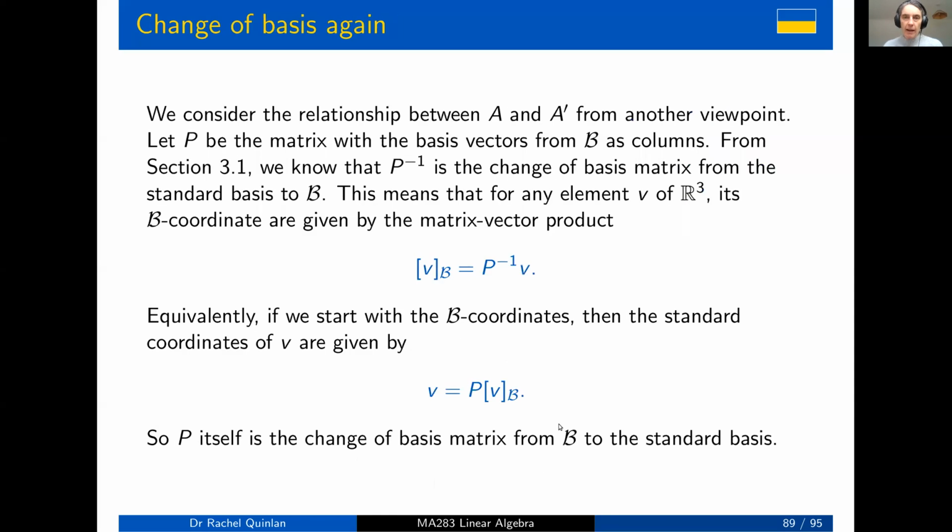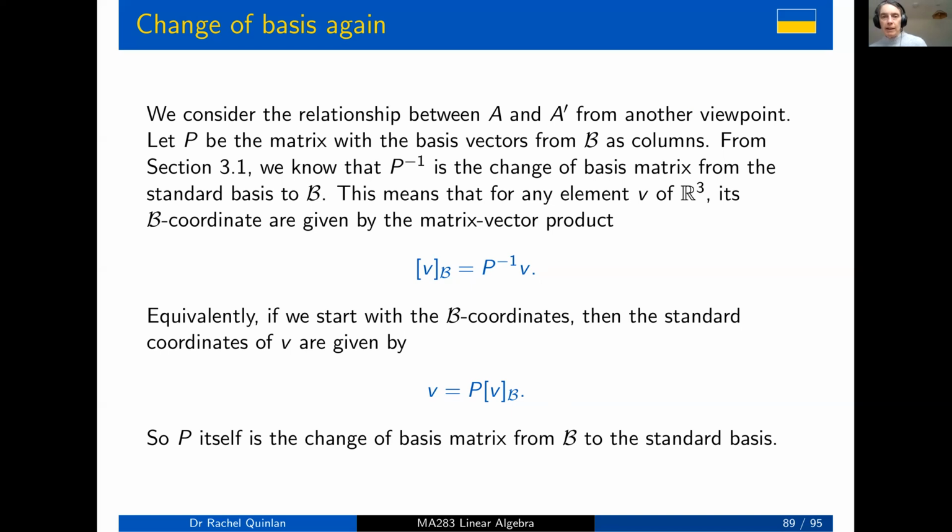Okay, that's an example, and it's a kind of nice one because it gives us a basis for which the matrix has a nice form. So how we can make sense of this in general and describe what was going on there in general leads us to this matrix relation of similarity. So we're going to consider the relationship, using that example again, between A and A dash, but from another viewpoint.